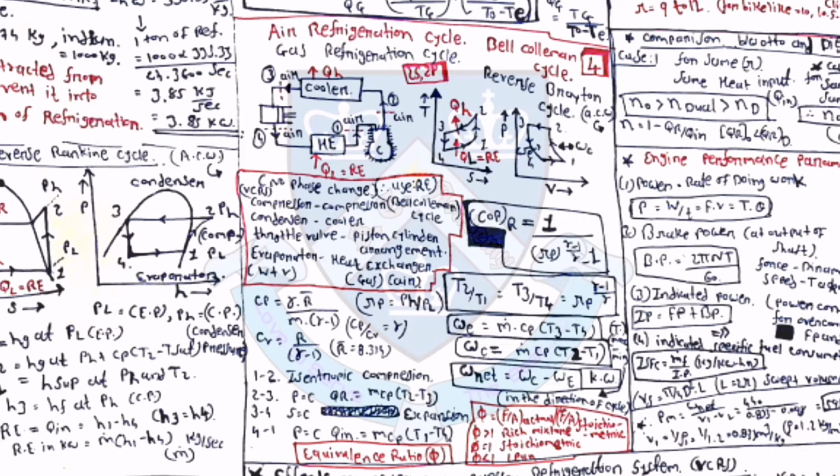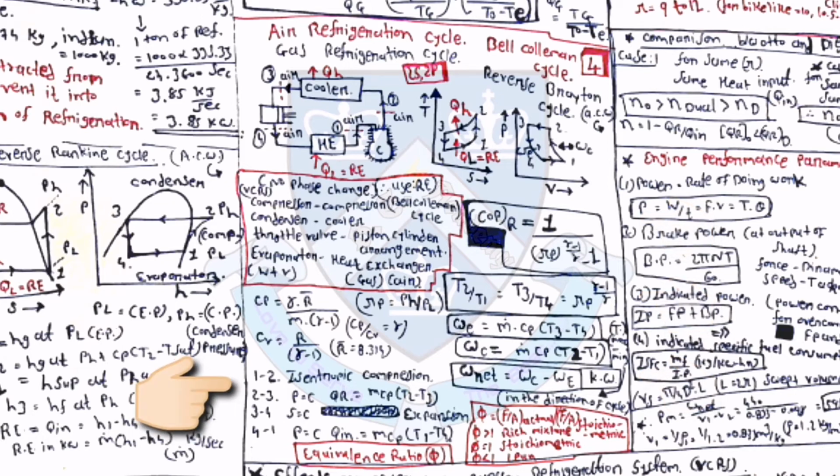Then the COP of the refrigerator is equal to 1 upon Rp raised to (gamma minus 1) upon gamma, minus 1. Then T2 by T1 is equal to T3 upon T4, which is equal to Rp raised to (gamma minus 1) upon gamma. Then WE is equal to m Cp (T3 minus T4). Then WC is equal to m Cp (T2 minus T1), and W net is equal to WC minus WE.